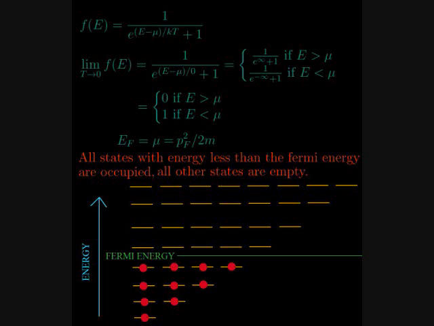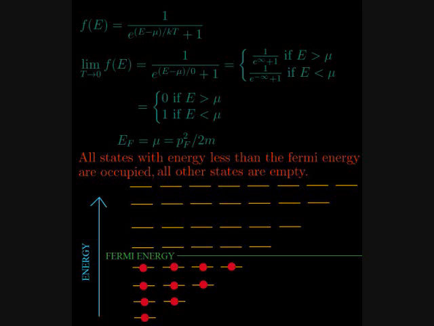But the important thing is that when the energy is greater than the chemical potential, the distribution function becomes 1 over e to the infinity plus 1. So 1 over e to the infinity plus 1 is 1 over infinity plus 1, which is 1 over infinity, which is 0. So the distribution function is 0 when e is greater than mu. And when e is less than mu, the distribution function is 1 over e to the negative infinity plus 1. But e to the negative infinity is 0, so it's 1 over 1, or just 1.